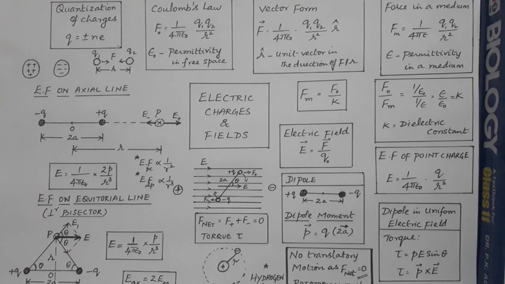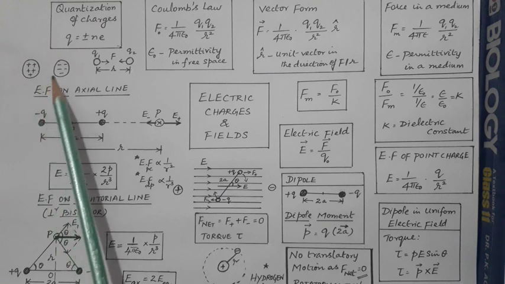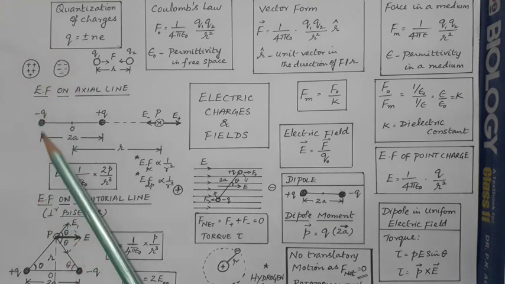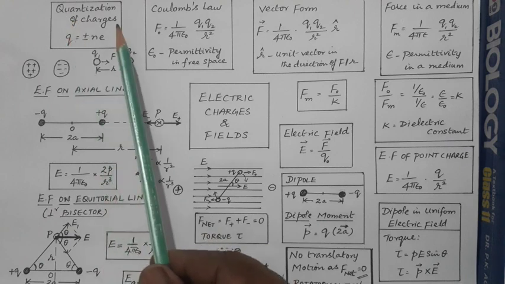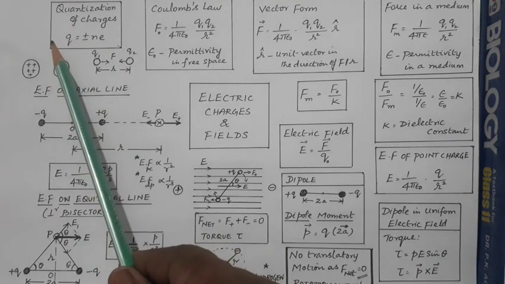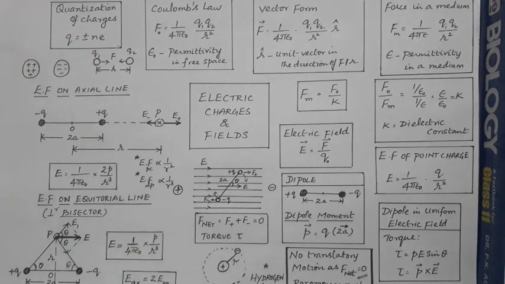Hello students. Now in this video we are going to use the concept map, which is an easy memory tool for the chapter electric charges and fields. Now when you talk about charges, either they are positive or negative. And for this you know the concept of quantization of charges. Q is equal to plus or minus NE, where N is the number of electrons.